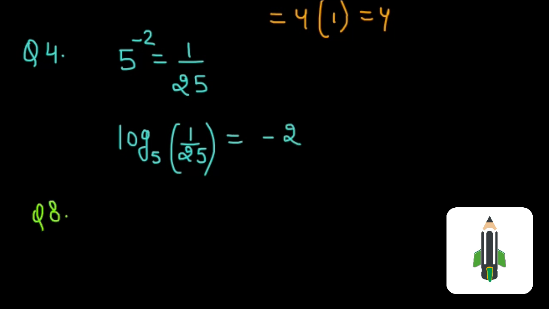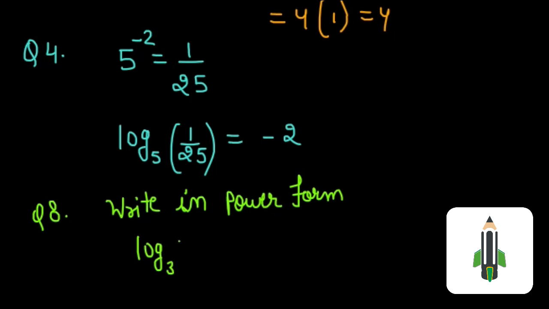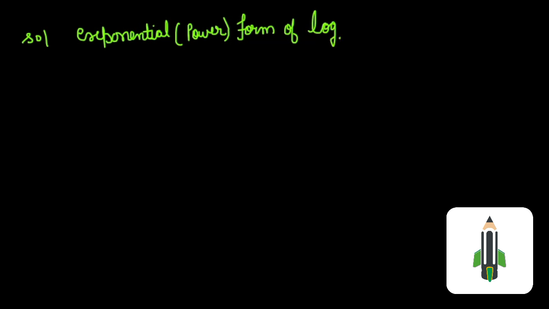And question number 8 is write in power form log 729 with base 3 is equal to 6, and it can be written in power form. Power, it means exponential form, is 3 raised to the power 6 is equal to 729.